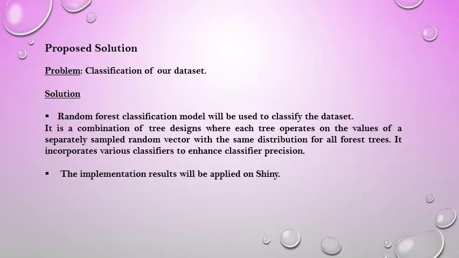Proposed solution. The problem is the classification of our data sets. Here's the solution. Random forest classification model will be used to classify the data set. It is a combination of tree predictors, where each tree operates on the values of a separately sampled random vector with the same distribution for all trees in the forest. It incorporates various classifiers to enhance classifier precision. The implementation of these results will be applied on Shiny R.